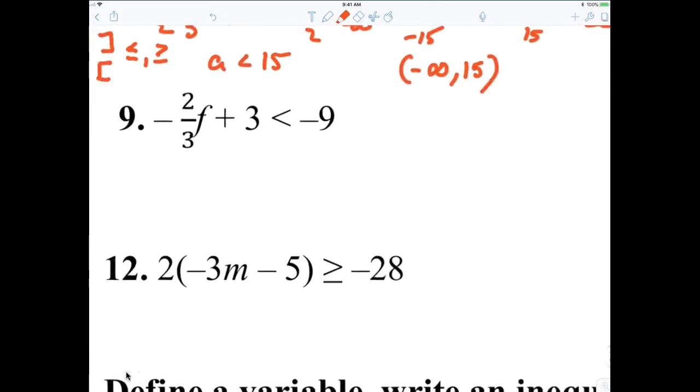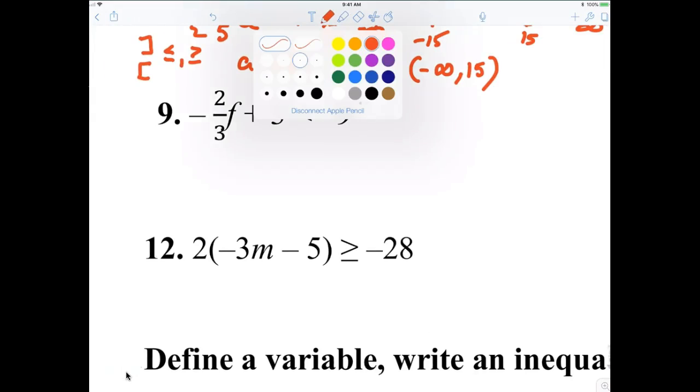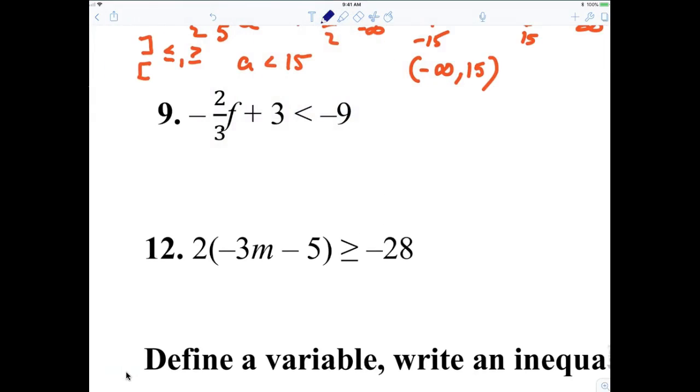This is a good one because we're dealing with negatives. So let's take a look at question number 9. Subtracting 3, which makes it what? Which makes it negative 12. So now I have negative 2/3 F is less than negative 12. So now I'm going to multiply again by the what? Reciprocal. Multiply again by the reciprocal.